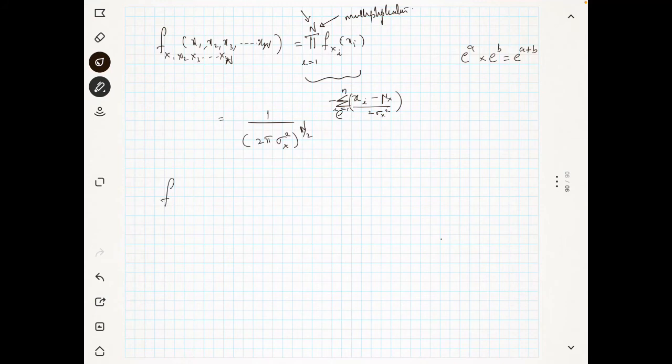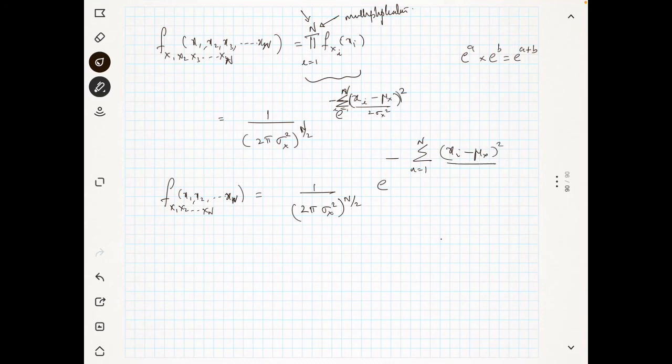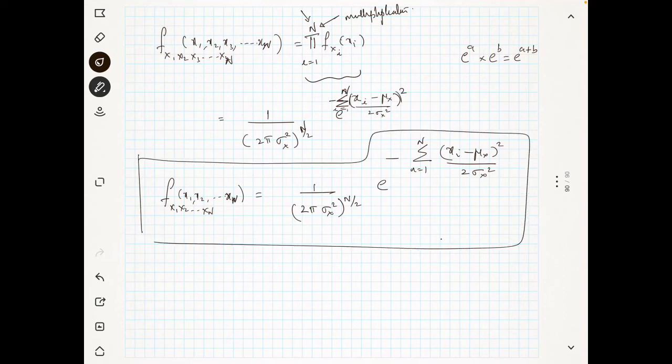So my joint PDF f x1 x2 up to xn will take the form 1 by 2 pi sigma x square whole power n by 2 into e power minus of summation i equal to 1 to capital N, xi minus, sorry, I have made a mistake here, xi minus mu x the whole square divided by 2 sigma x square. This is nothing but the joint PDF. So this is the case.